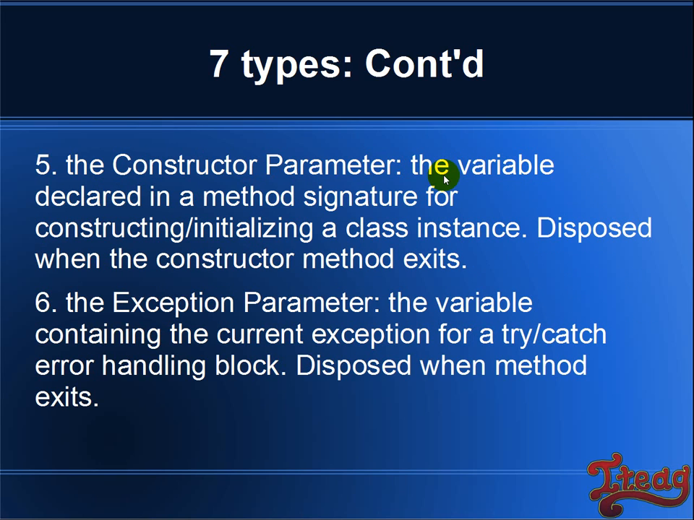Next up, the constructor parameter. Okay, yes, a constructor is a special type of method which is meant to initialize values for a class. So hey, yeah, you start up a class, you can start up the methods. You have a method that can initialize those values to whatever you want. You can even get some feedback during that time and decide what values to initialize. But anyway, the variable declared in a method signature for constructing and initializing a class instance.